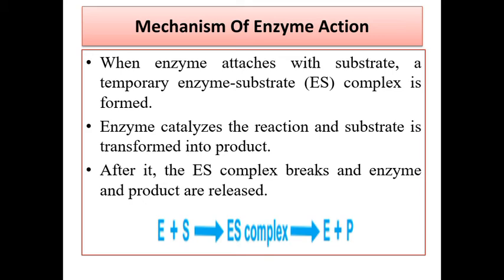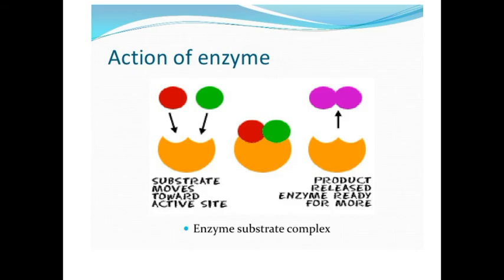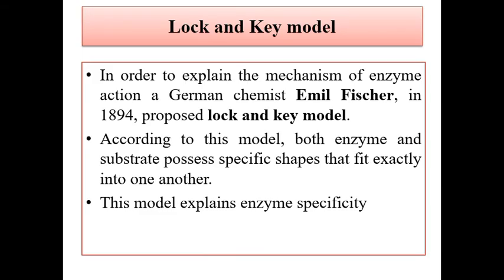Firstly, enzyme plus substrate combine together and a temporary enzyme-substrate complex is formed. Then the enzyme acts on the substrate and converts the substrate into product. As you can see in the diagram, the red and green colors are the reactants, and when they combine together the ES complex is formed and then it releases the product. Next is the lock and key model.